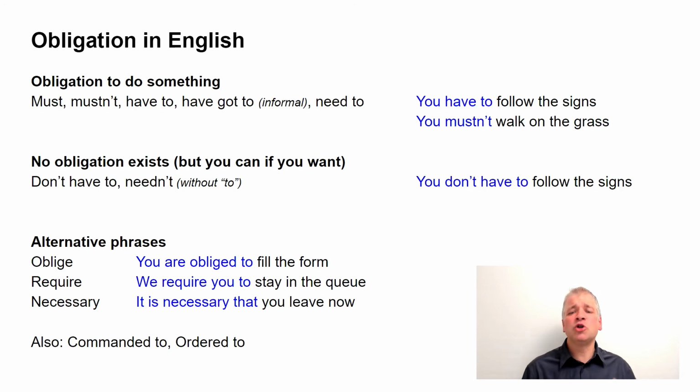So, for example, you don't have to follow the signs. There's no rule to follow the signs, but you can if you want. Similarly, you needn't follow the signs. And with needn't, it's important to notice that we don't use to after needn't, but we do use to after need. So there's another grammatical twist there to be aware of.